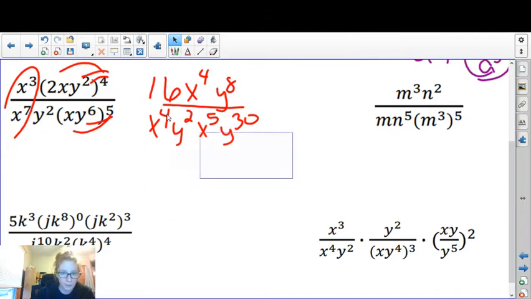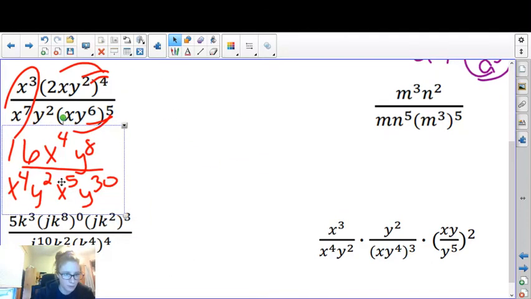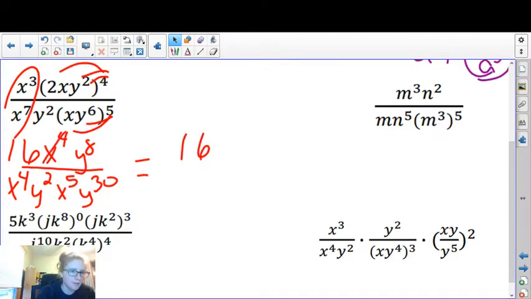I'm going to end up actually moving that because I need some more stuff to write, which will give me 16. These x's will cancel out, so that's exciting. Then I'm left with 8 minus 2 is negative 6. No, I'm sorry, 8 minus 2 is just 6. I have my subtraction wrong. And then 6 minus 30 is negative 24. So I have x to the 5th, y to the 24th.